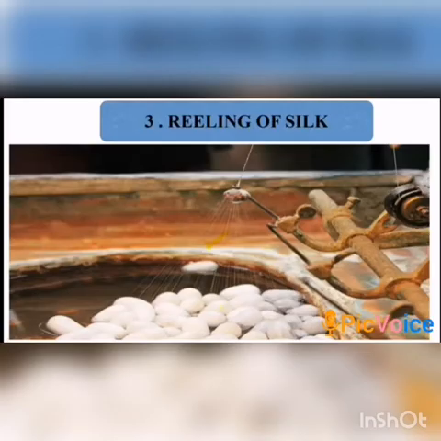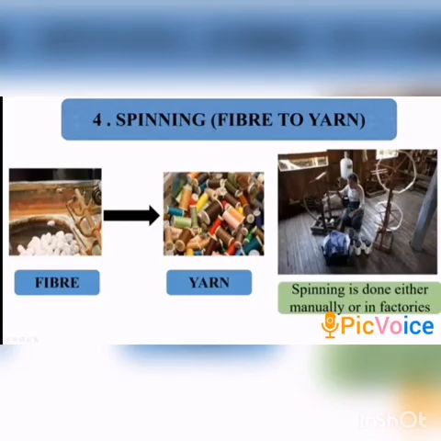Then the third step, reeling of silk fibers or silk threads. What do you mean by reeling, children? The process of taking out threads from the cocoons for use as silk is called reeling the silk. Reeling means the separating out of silk fibers from the cocoon. After reeling, that means after getting the silk fibers from the cocoon, the fibers are converted into yarn by the spinning process.